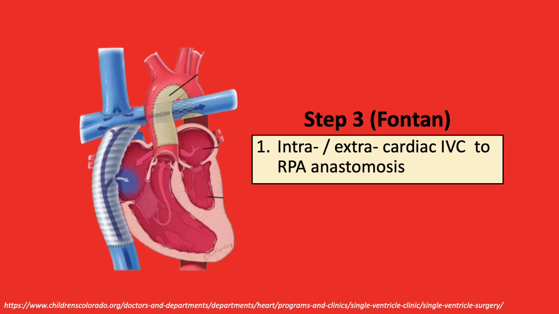And finally, stage 3, the Fontan, developed by Francis Fontan in 1968. This part of the operation directs systemic venous return into the pulmonary circulation, thus achieving passive filling of the pulmonary circulation without the need for ventricular propulsion. This is achieved by an anastomosis between the IVC and the right pulmonary artery.